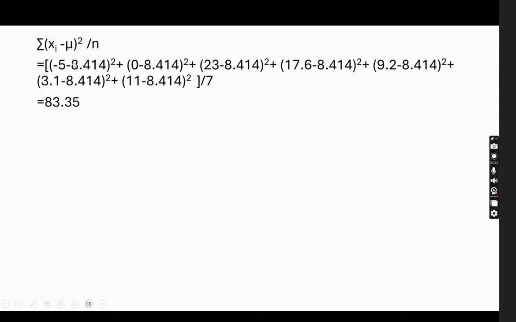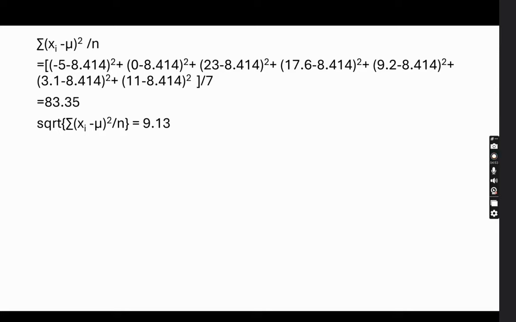Since that is summation, we have to sum all the values like this, and the overall summation is divided by 7, which is the number of values present in your data set. And the value of this formula is 83.35, and the standard deviation can be calculated by finding the square root of this value. So hence the square root of the value is 9.13.